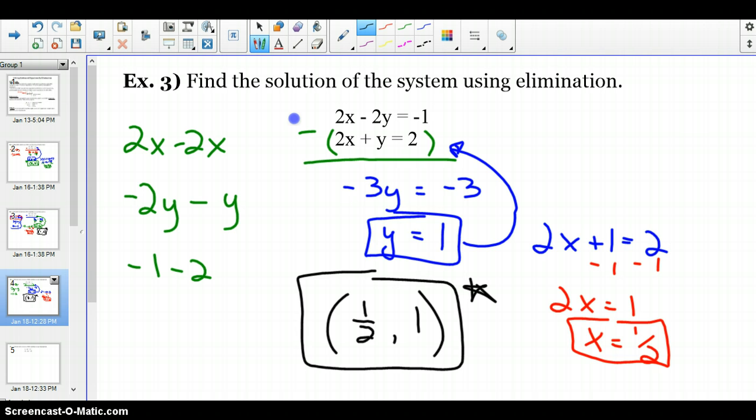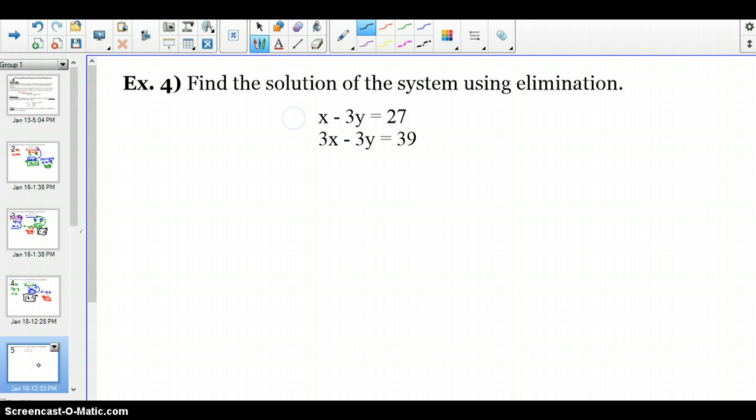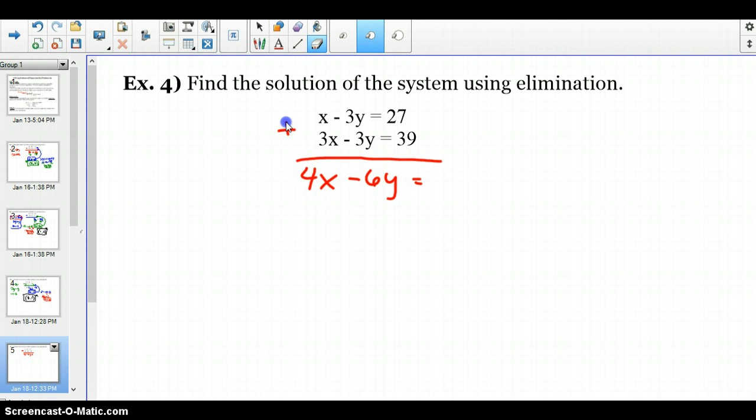Same thing, if you have time, you want to check your work. Let's look at the last one. Okay, so let's analyze our situation here. This is a little different. Looking at your y terms, they both have the same coefficient of 3. Now the problem is, if I add the two together, I would end up getting 4x, and then negative 3y plus negative 3y is negative 6y. And you could add the other side, but the long story short is that it didn't eliminate any variables. So we don't want to do that.